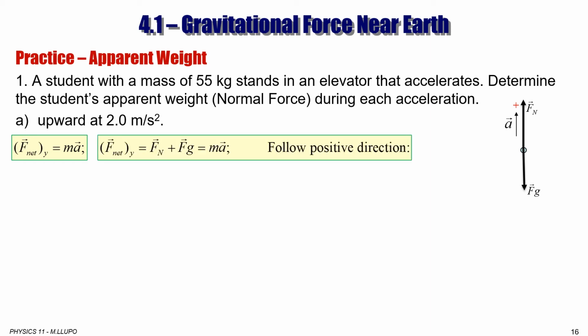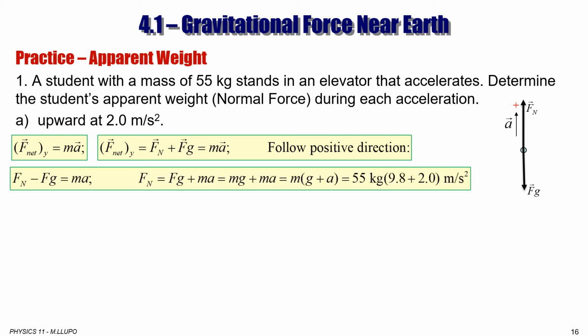So we solve for Fn. We move Fg to the other side of the equation, and it becomes positive. So Fn is Fg plus ma. Fg is mg, plus ma, and we factor m. It is m times g plus a. And then you plug in numbers: 55 kilograms times 9.8 plus 2 meters per second squared. So the answer will be 649 Newtons.